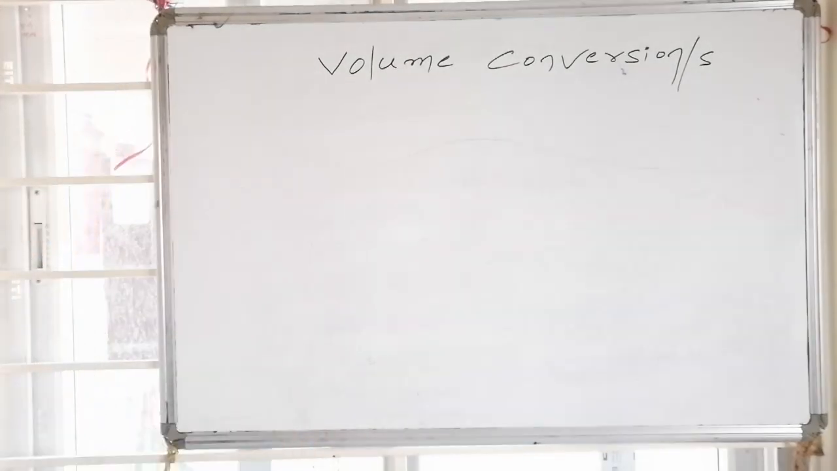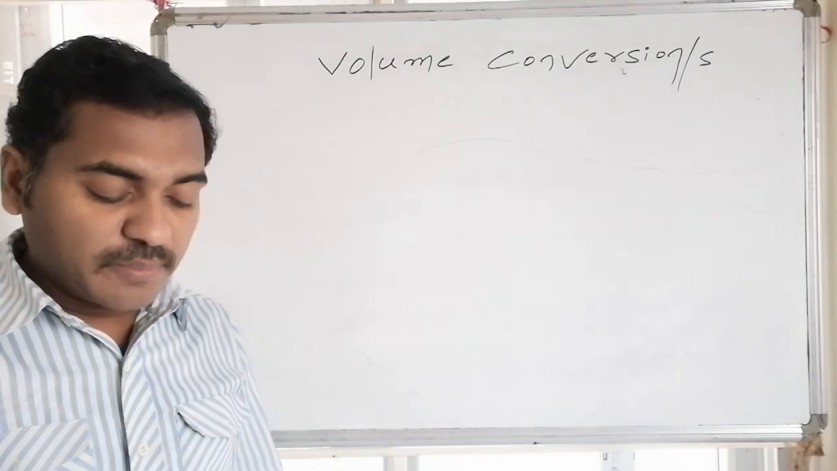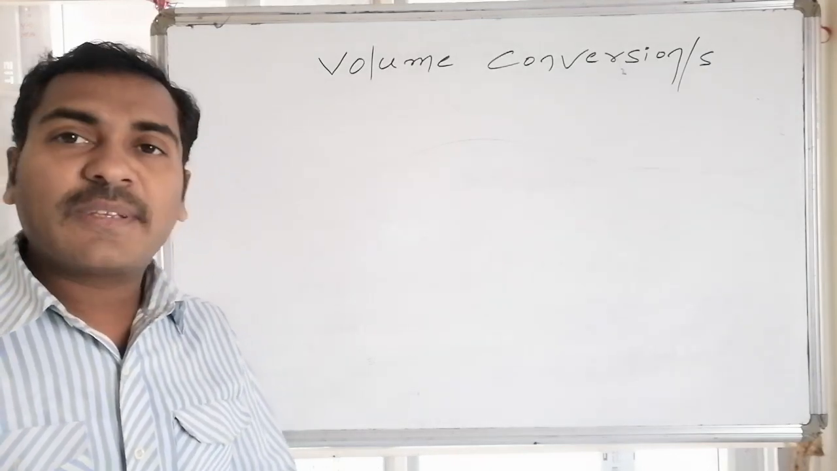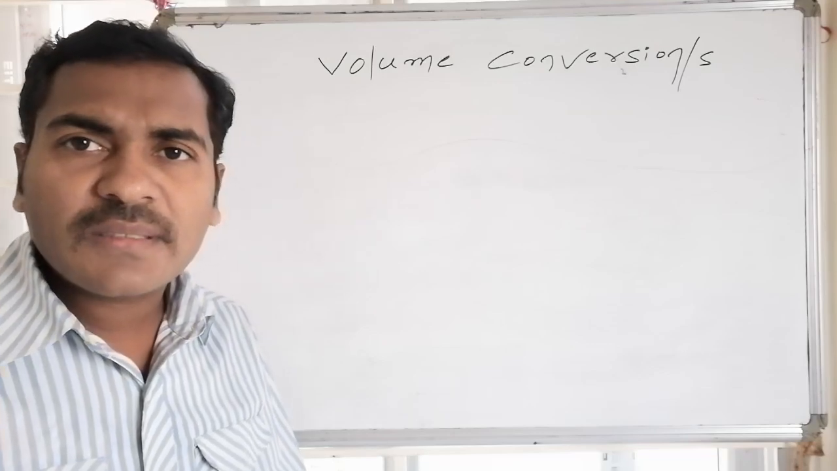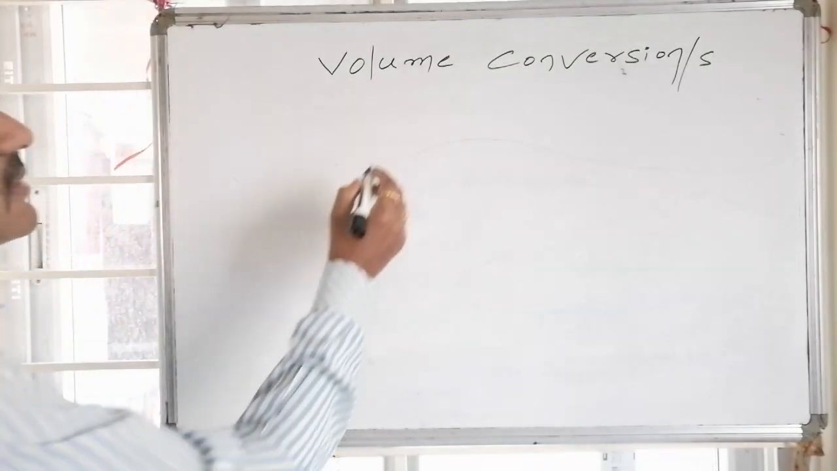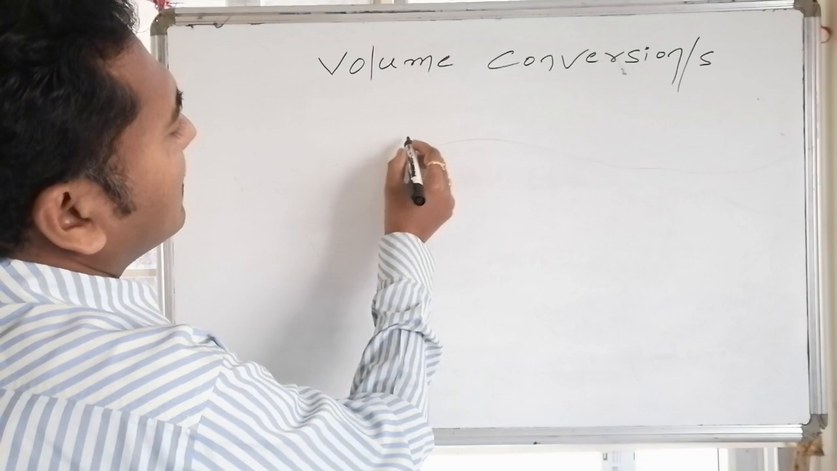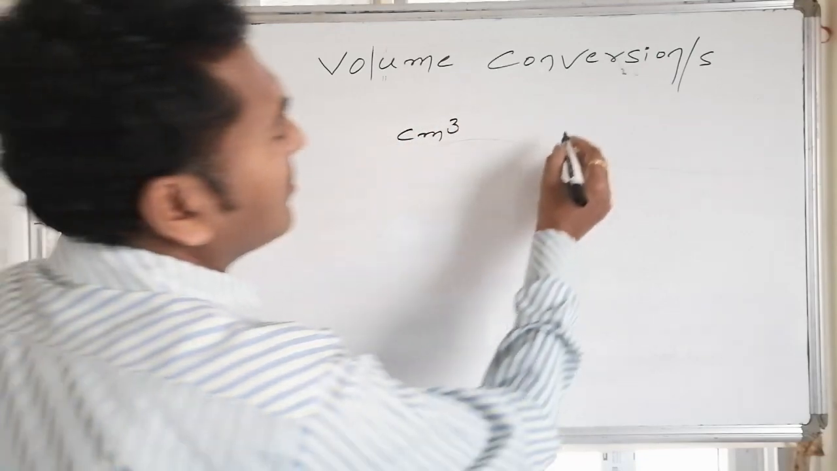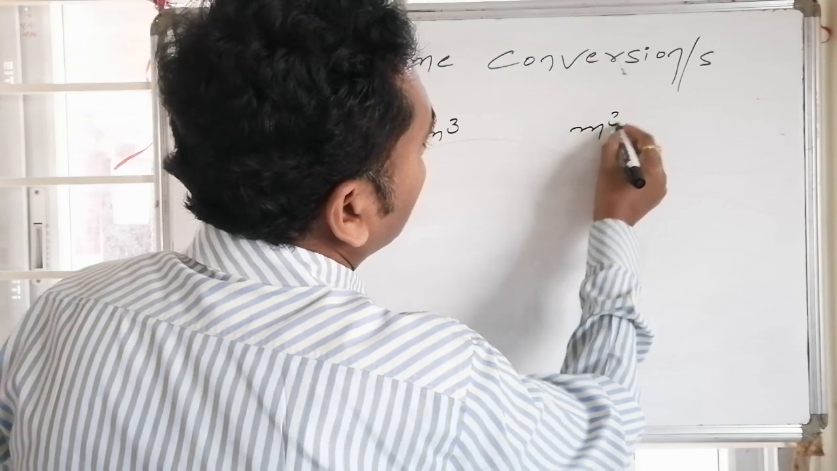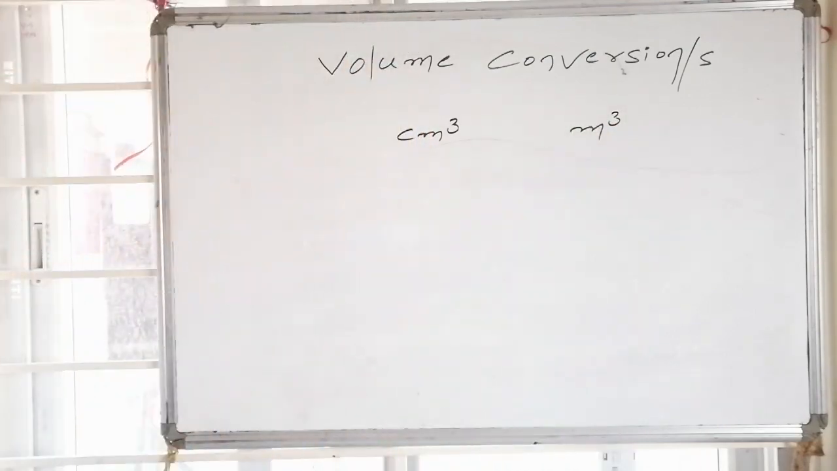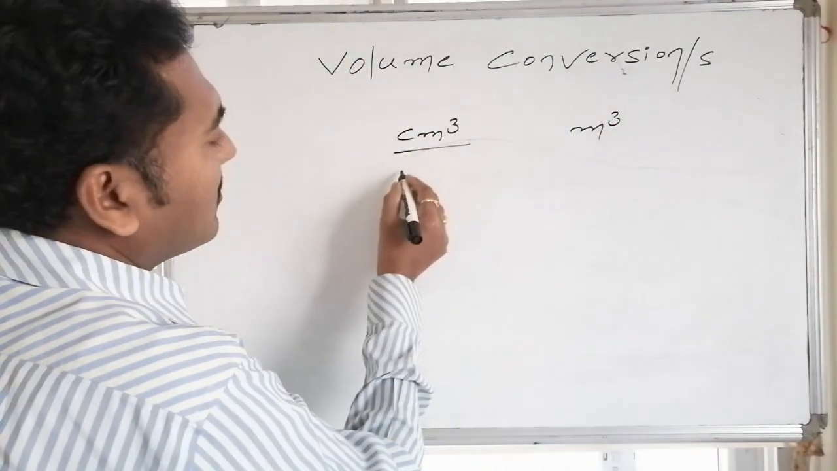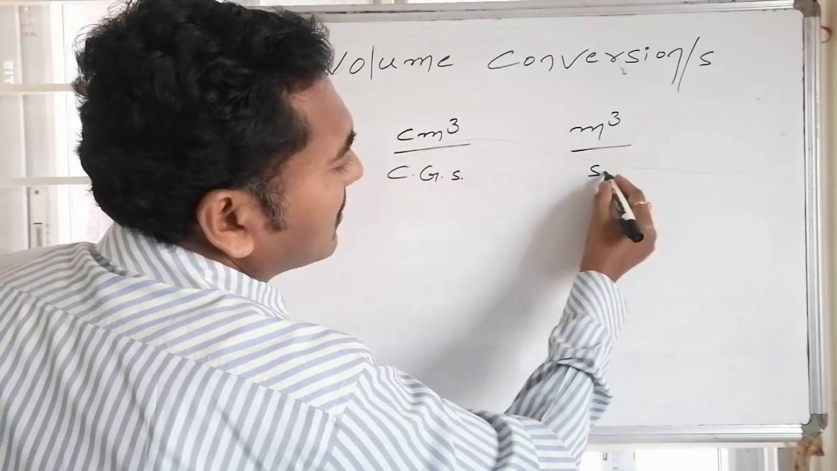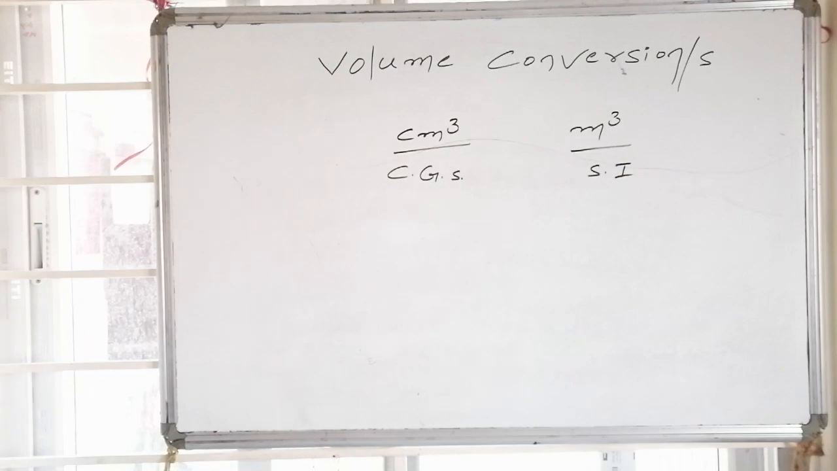Volume conversions. Volume is one of the important properties that has to be discussed. Volume is measured in two ways. One is in the CGS system, where the unit is centimeter cube, and in the SI system there is another unit, meter cube. Centimeter cube is the CGS unit and meter cube is the SI unit.